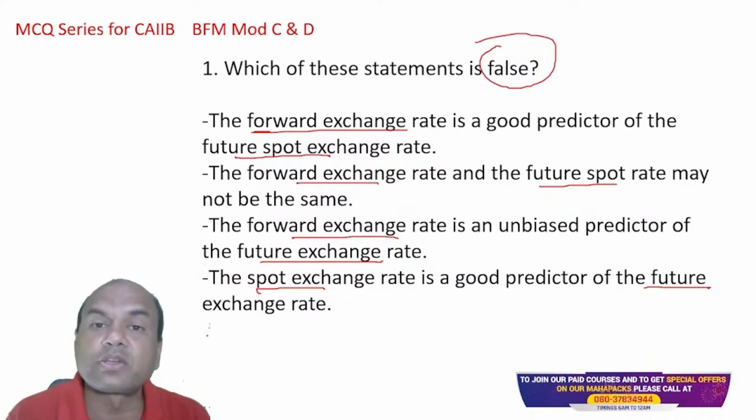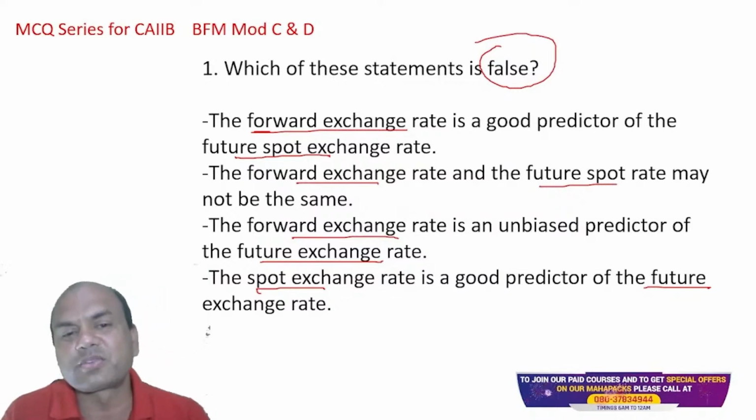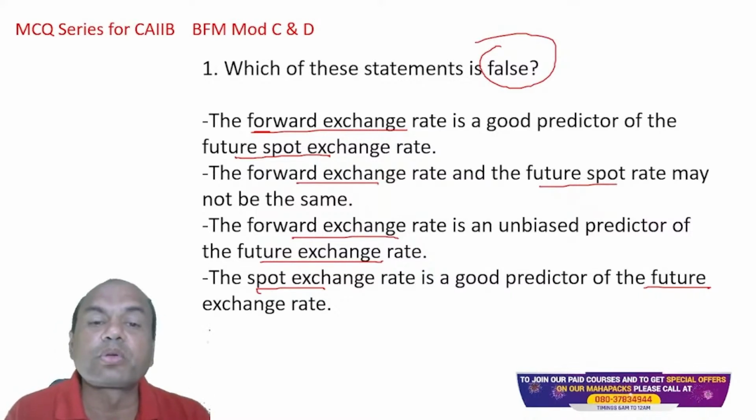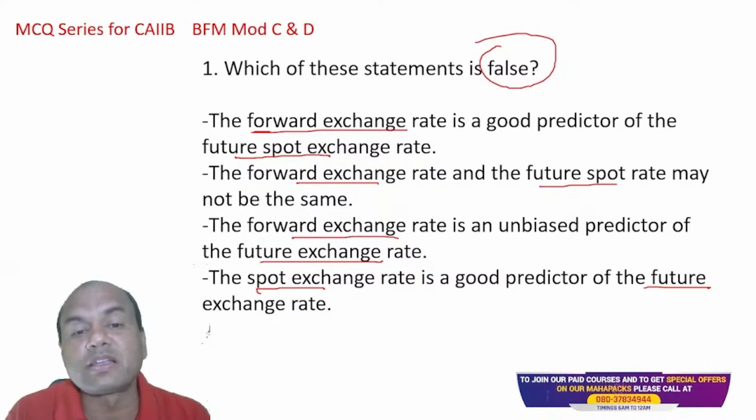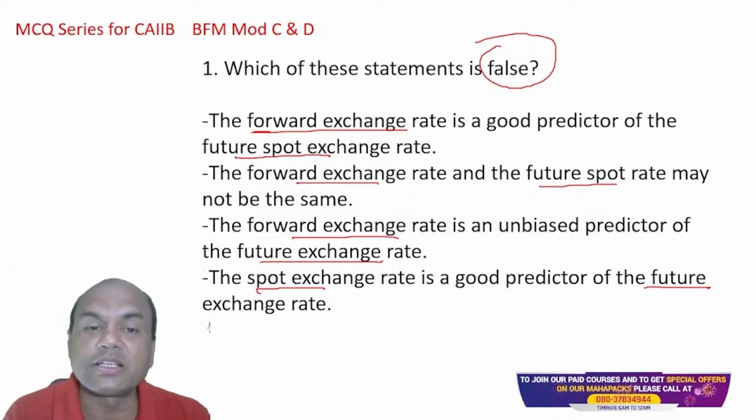Firstly, you should know what is the true answer. Remember, nothing else is in this question, it's just forward and future. Forward exchange rate is booked today for 2 months later. And future spot rate is the actual rate 2 months later. So that is basically the future spot rate.